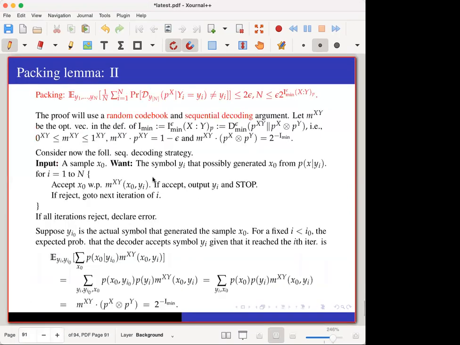So here's what Bob does. Formally, Bob will do a sequential decoding. He'll run through all possible samples y1 to yn. Here's the for loop, i going from 1 to n. So let us say Bob is processing yi.